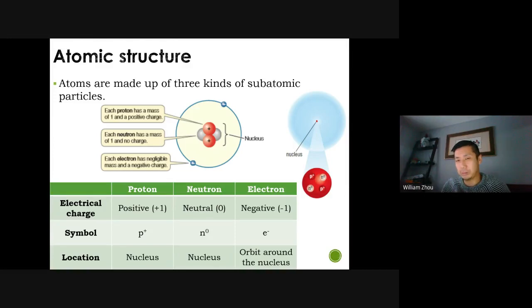Do we have any questions? Atomic structure. We're good.